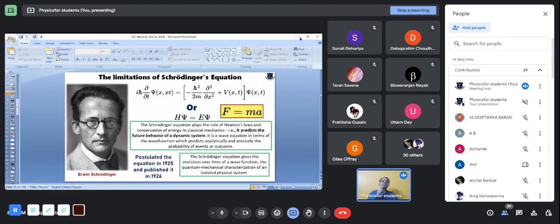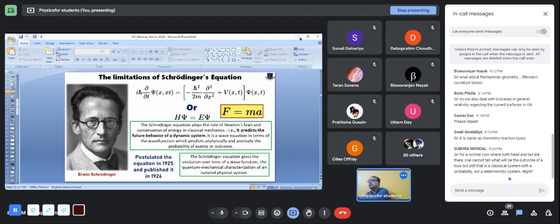So here is the limitation, that when Edwin Schrodinger formulated... Sir, if a normal coin where both head and tail are there, one cannot tell the outcome of a toss, but it is still a classical system with a probability, not a deterministic system. Absolutely, you're right. Absolutely.